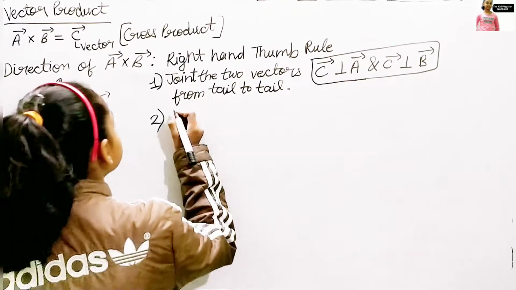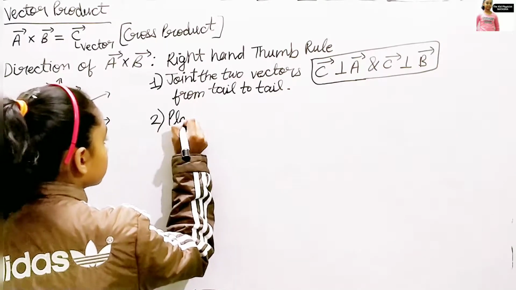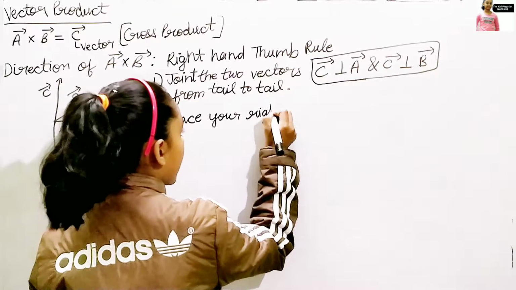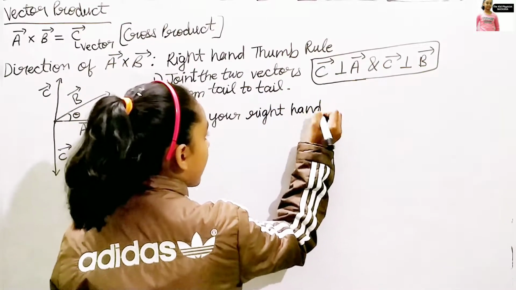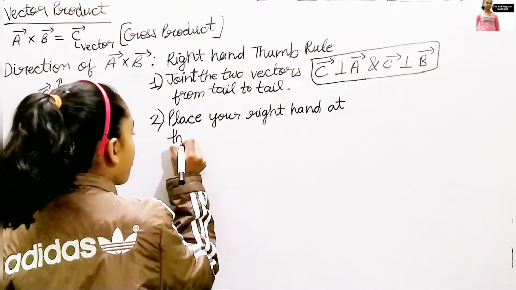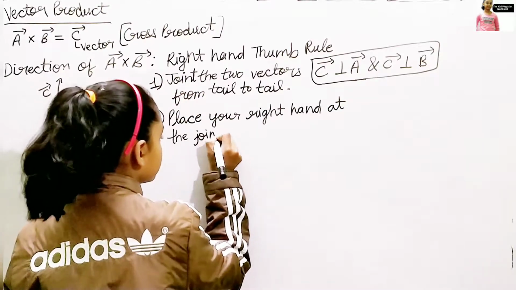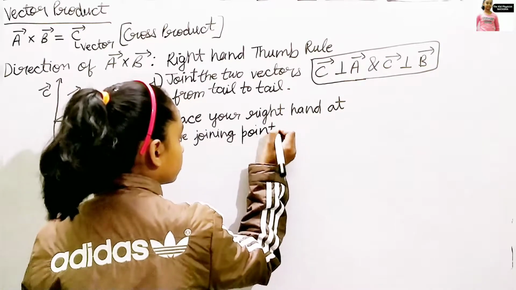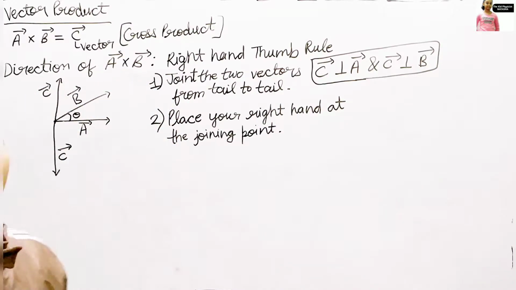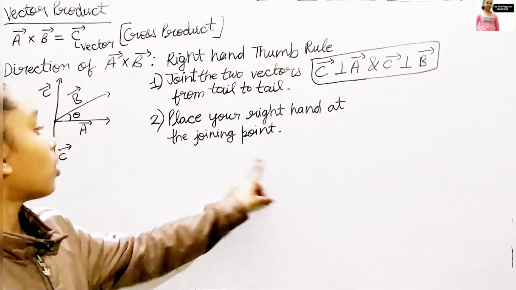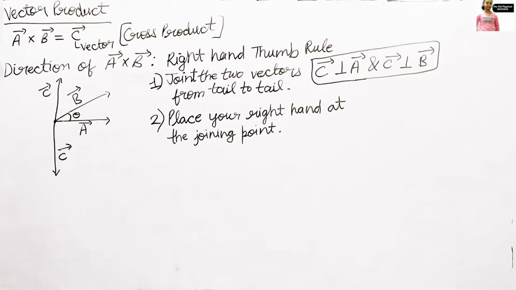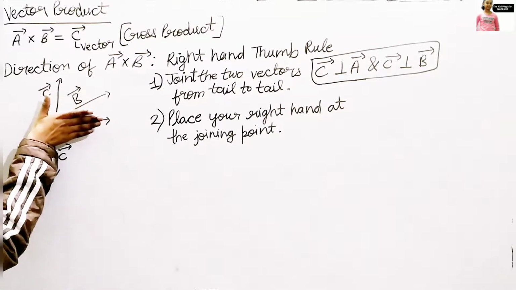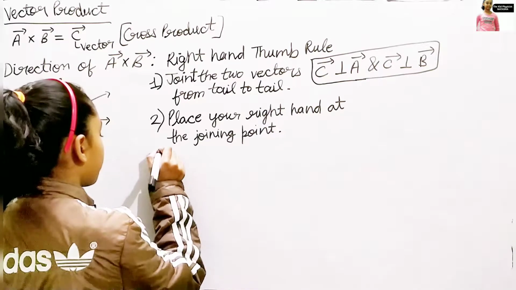Now, place your right hand at the joining point. The second step is saying, place your right hand at the joining point. So this is my right hand, and we have placed our right hand at the joining point. Now what do we have to do? Let's see the third point.